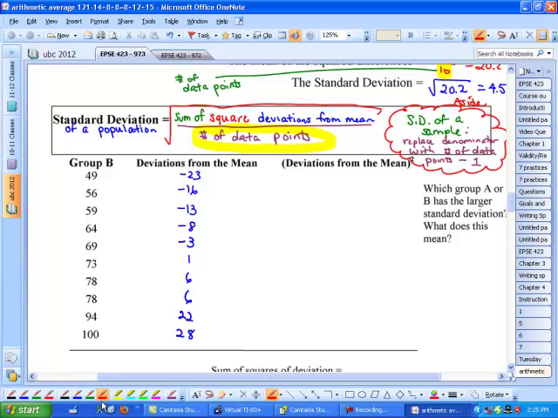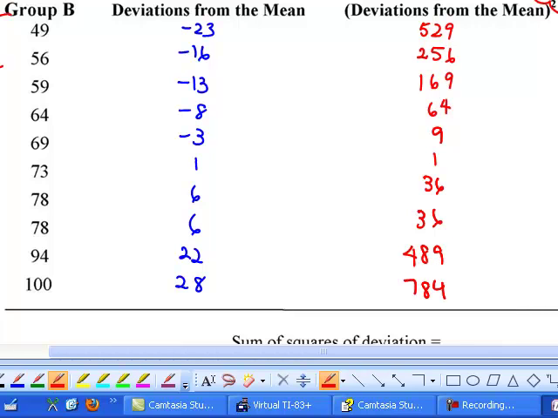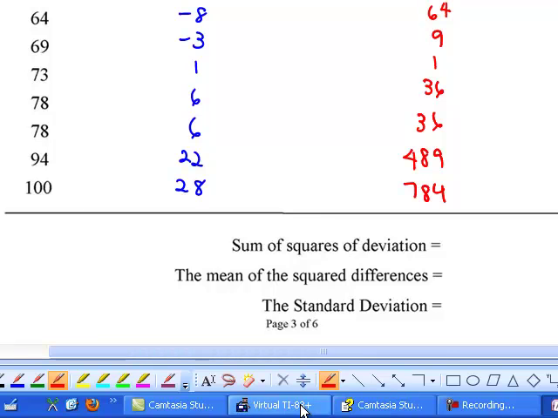Okay, once you found the deviations from the mean, once again, remember the mean was 72. We're going to take the squares. 23 squared, what's that? 529, 256, 169, 64, 9, 136, 36, 489, 784. Go ahead and add up those numbers.